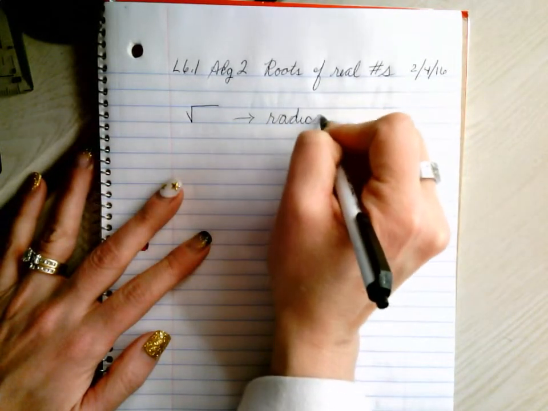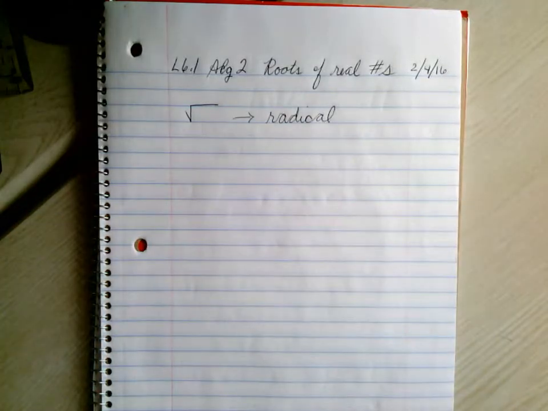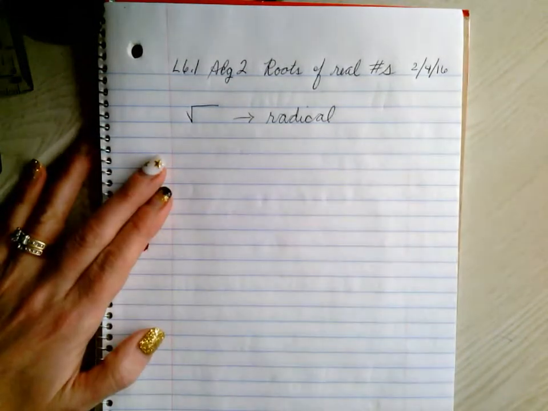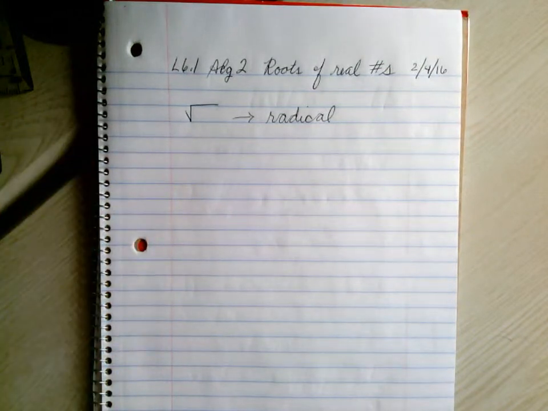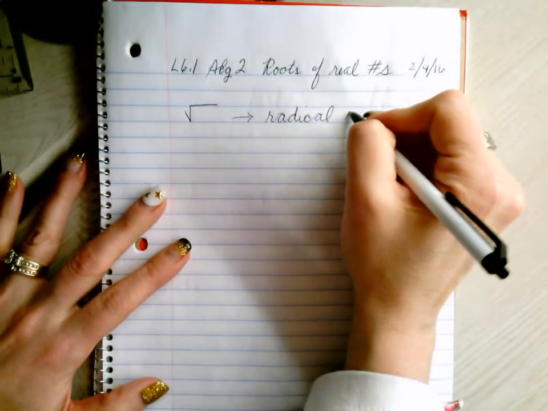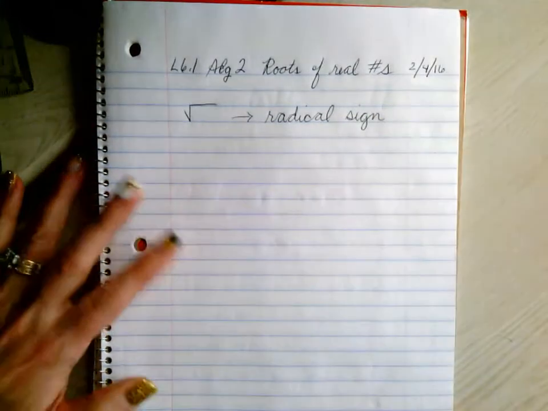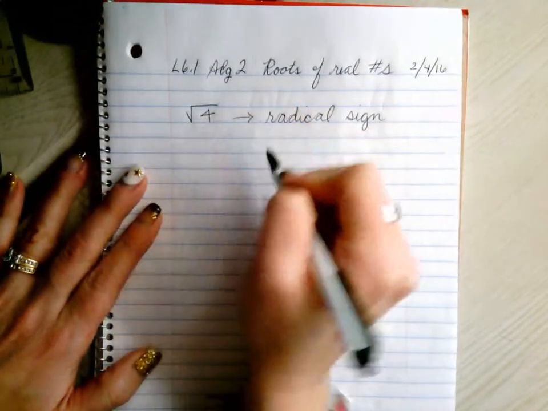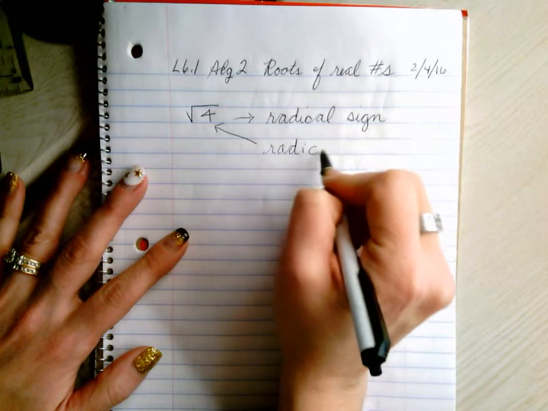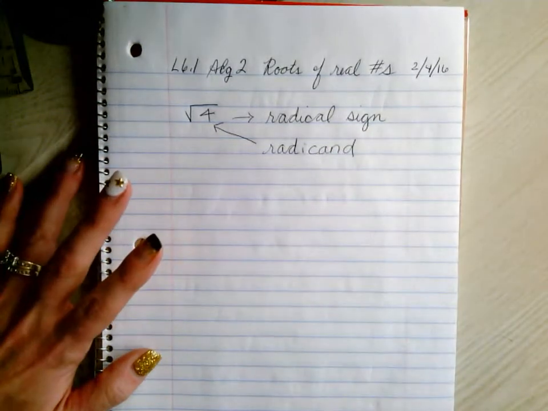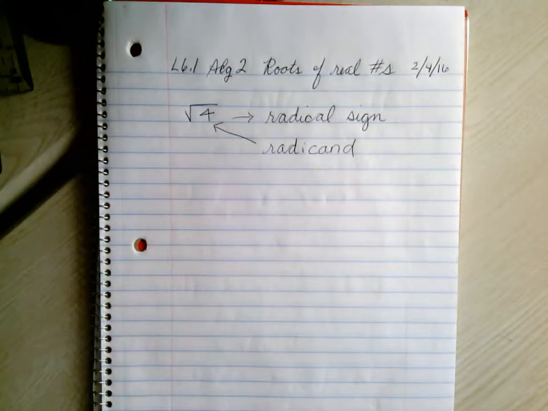This is not called the check mark thingy. This is called a radical. Okay? This is called a radical, or radical sign for short. Whatever is underneath is what is called the radicand. Okay, that's the number that you're going to be rooting, or whatever the object is.